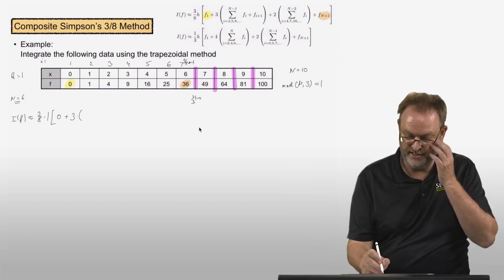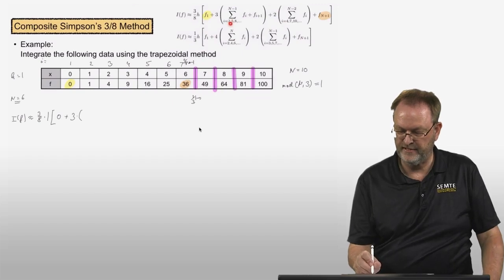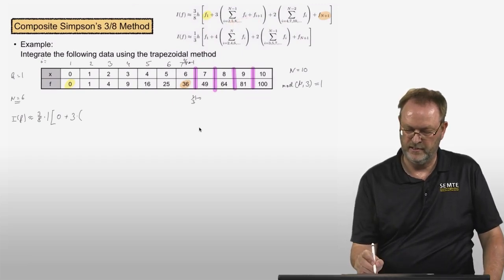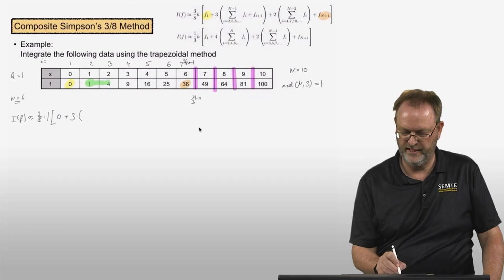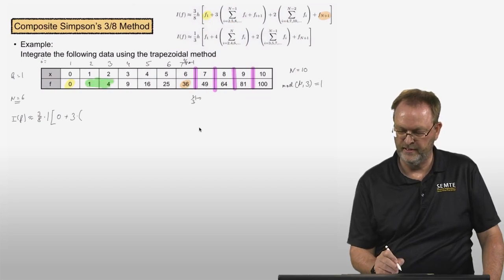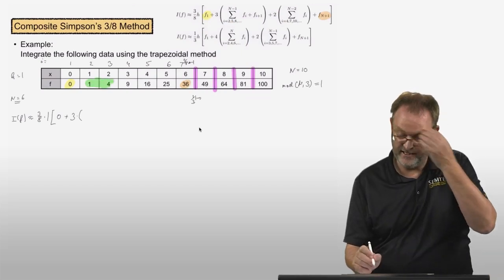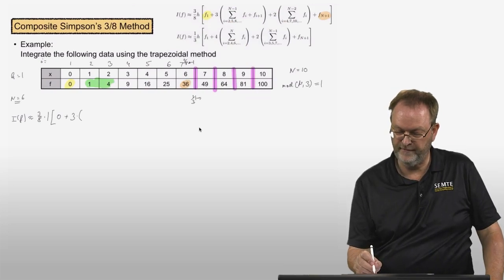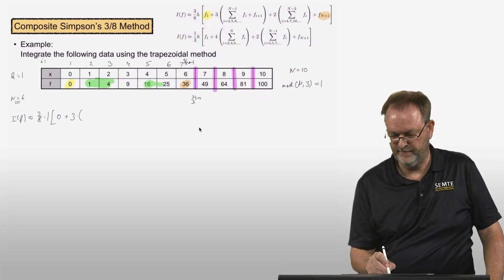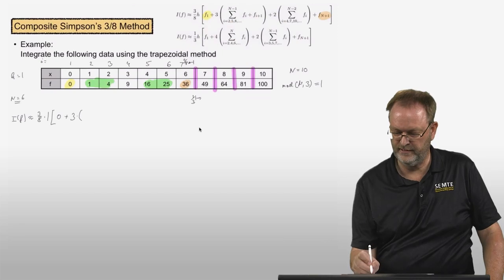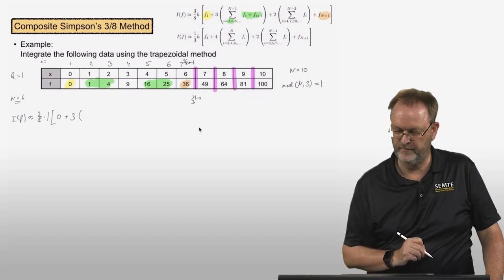So I have to sum up the values at 2 and 3. Let me mark them, 2 and 3. They have to be summed up. And then the next values would be 5 and 6, those two, right? Those are these here, 2 and 5.